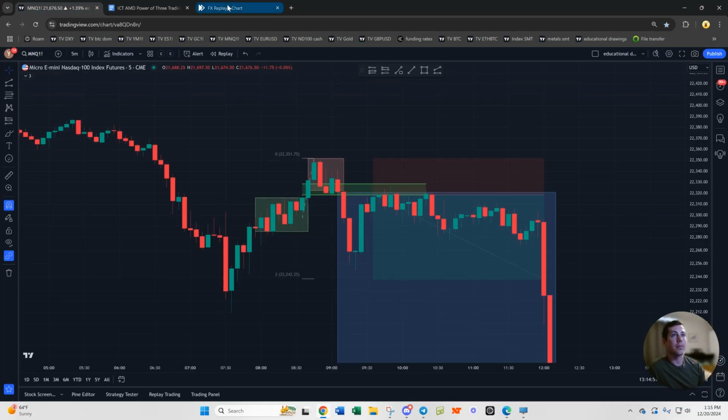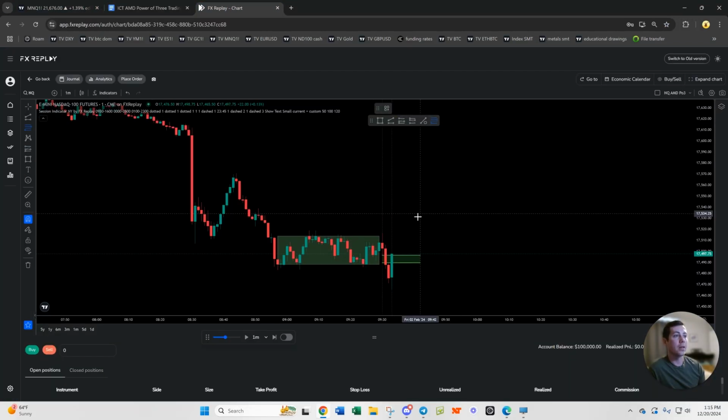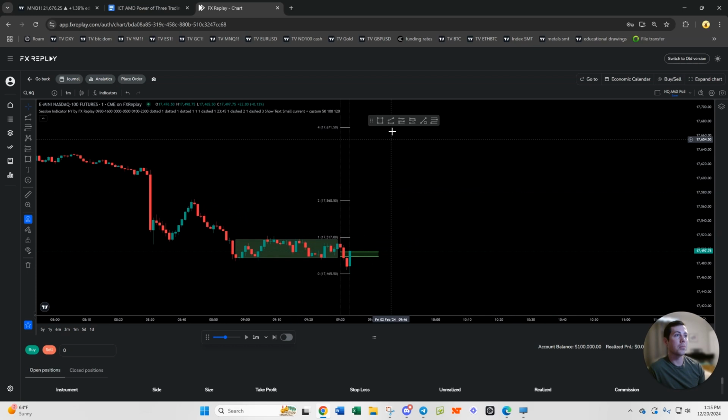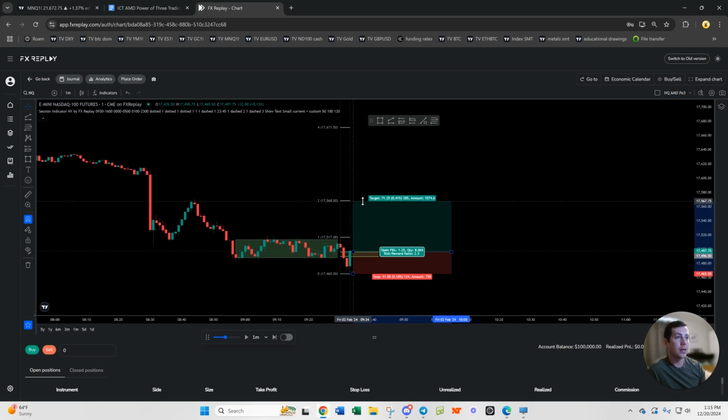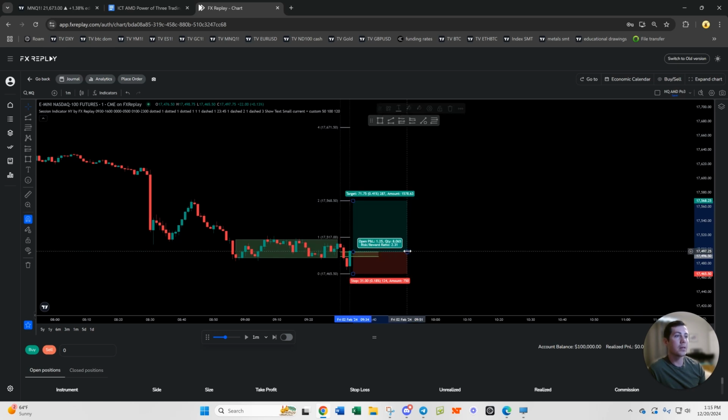Let me draw it off. The manipulation leg was basically this high to this low, so this gives us our standard deviation projections. And I can place the long tool at the retest of this inverted fair value gap. Like I said, if we can get at least 2R at the 2 standard deviations, that's what we'll go for. So I can get 2.31 with that.